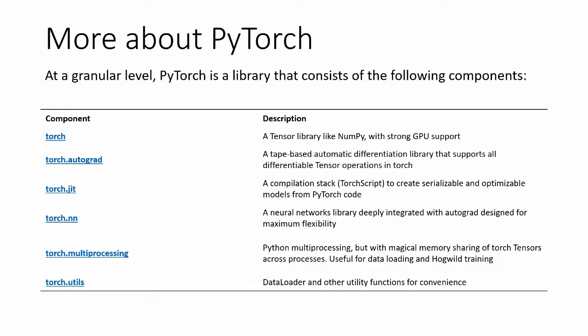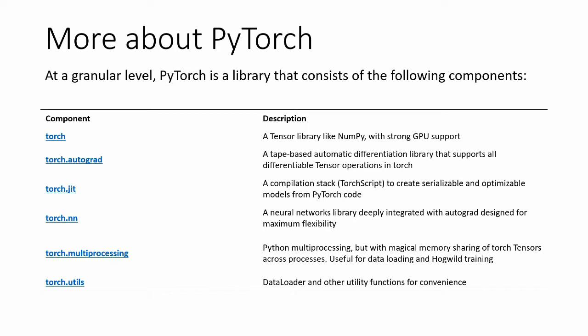PyTorch also has a lot of sub-libraries. So the first one is Torch, which is like NumPy, and it does this tensor maths and tensor operations. Then you've got Autograd, which is their automatic differentiation system. Then you've got JIT, which is used to compile things that can be run on your GPU. Torch.nn, which allows you to have neural network modules and they're integrated with their Autograd system so that you can do backpropagation and gradient descent, among other things.